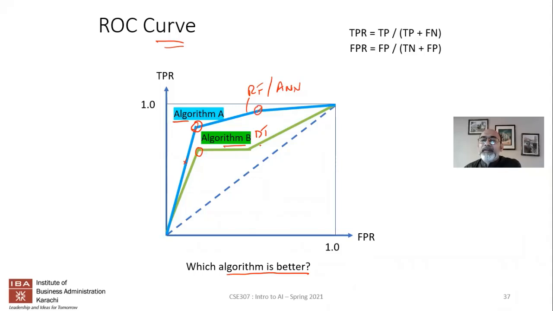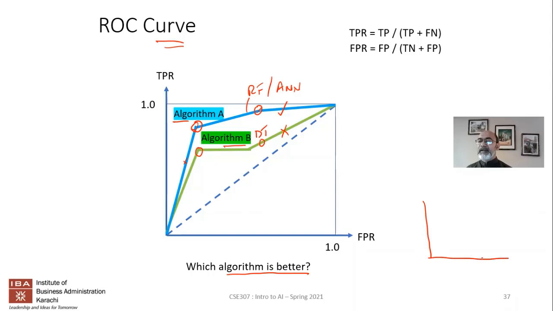Similarly, this point is superior to any other point over here because for the same FPR, it has a higher TPR. So the general way that you can compare two algorithms, in this case, is kind of obvious that this algorithm is superior to this, simply because if you look at all of these points, they're superior.